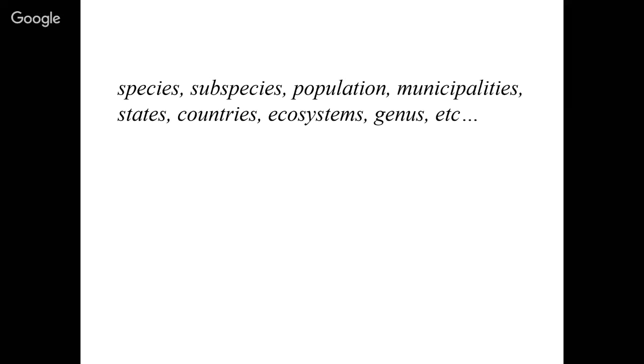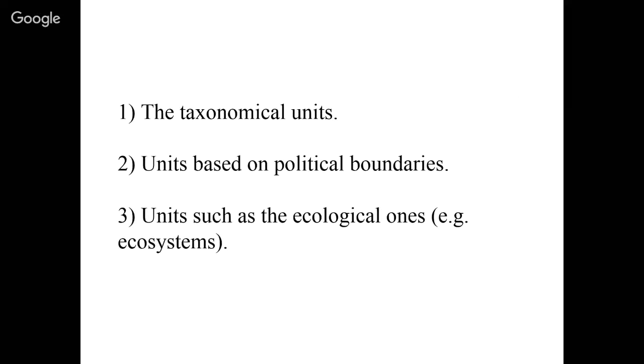In the literature, it is common to find several kinds of units when we apply modeling exercises, for instance, species, subspecies, populations, municipalities, states, countries, ecosystems, genus, etc. Thus, I will focus on three major types of units that I have identified in the literature. The most important is the taxonomical units, although I'm also going to talk about those based on political boundaries and other types of units such as the ecological ones. But this will take place at the end of this talk.